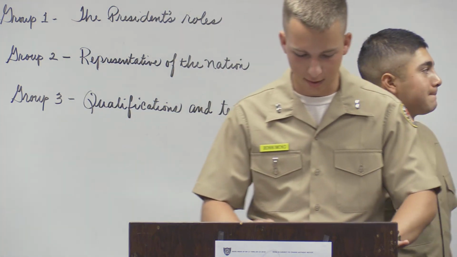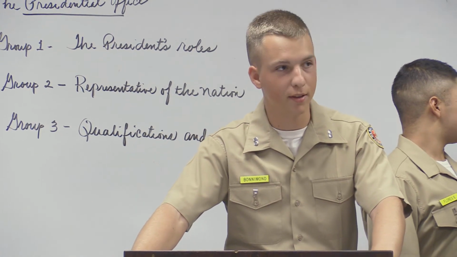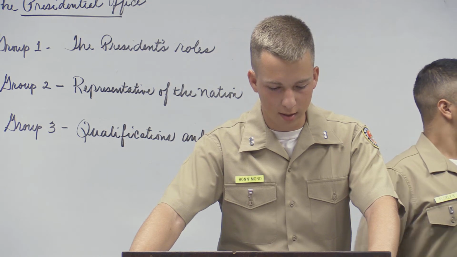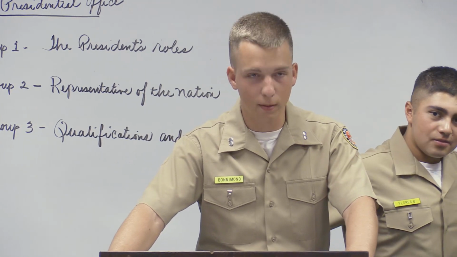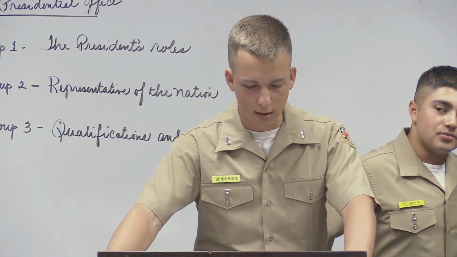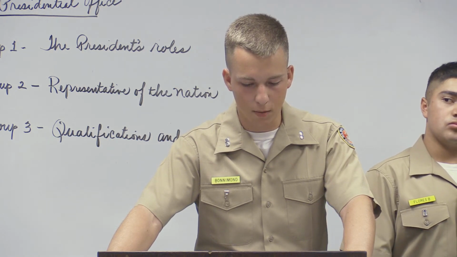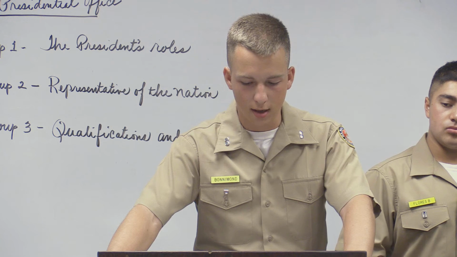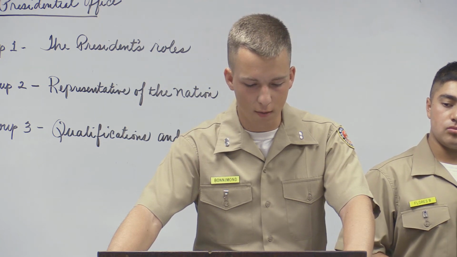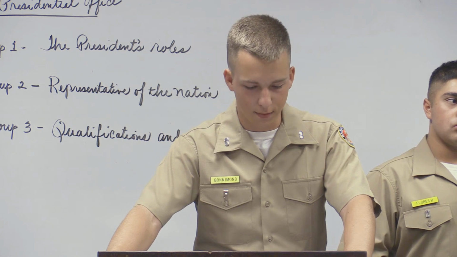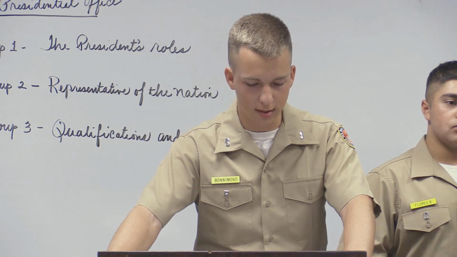I'm going to talk about the salary and benefits. So the president earns $400,000 a year, and he has a $50,000 budget for official expenses, and additional allowances for travel and entertainment. The Congress sets the salary.